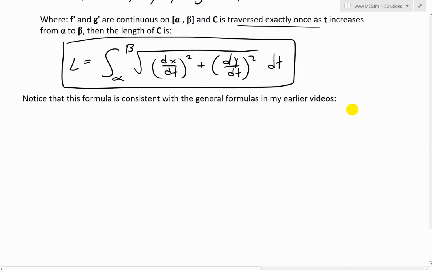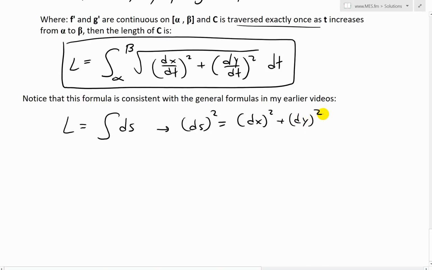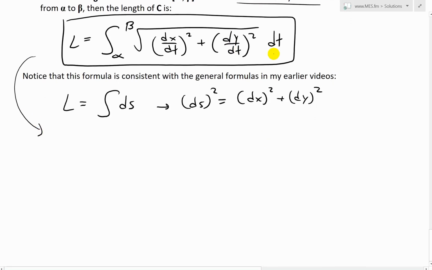Notice that this formula is consistent with the general formulas in my earlier video, which was dealing with the arc length. L is equal to the integral of ds, where ds squared is equal to dx squared plus dy squared. Make sure to watch my earlier videos on arc length to see that, but we could even see it from here. Basically, if we were to plug in this, I would just multiply this out.